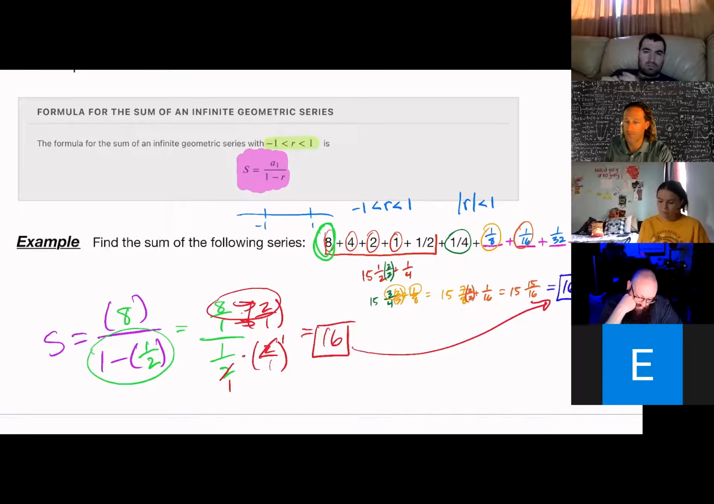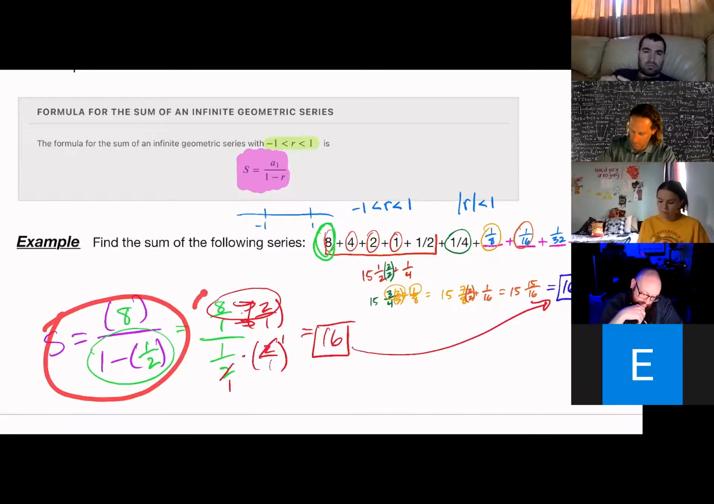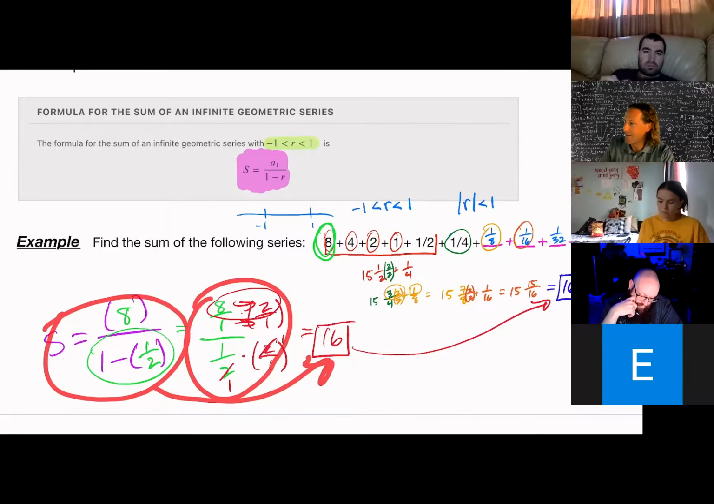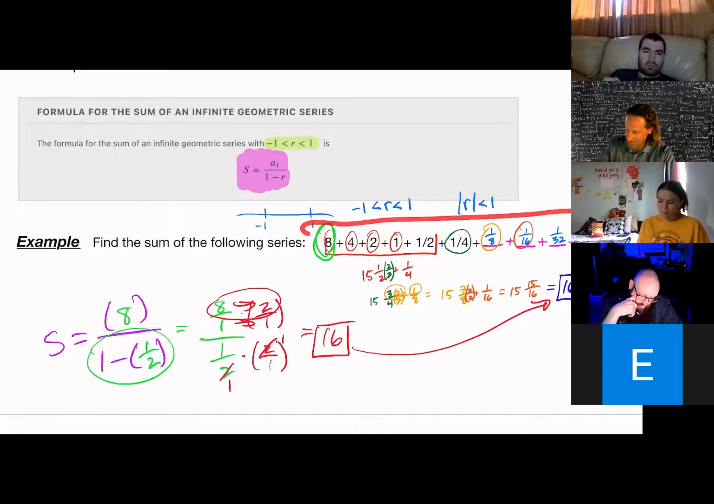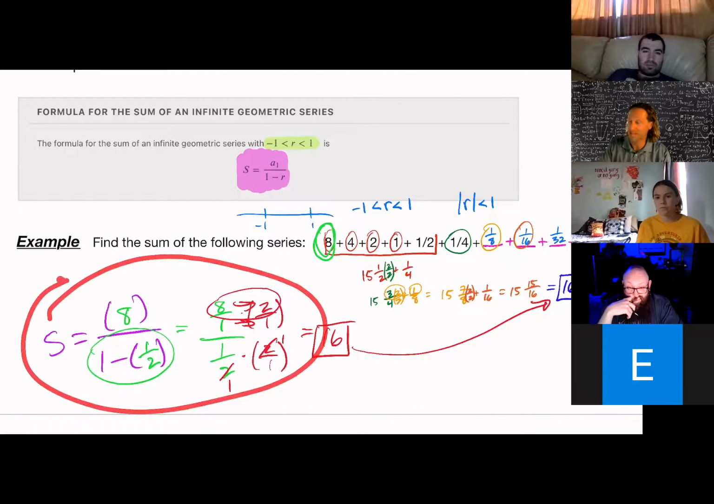Pretty awesome, right? Look how much work we had to do to get there, rather than all the reasoning that we had to kind of talk our way through. Pretty phenomenal stuff. That's it for that section. Hopefully your mind is blown that we're actually able to add an infinite amount of things, and it's that simple.